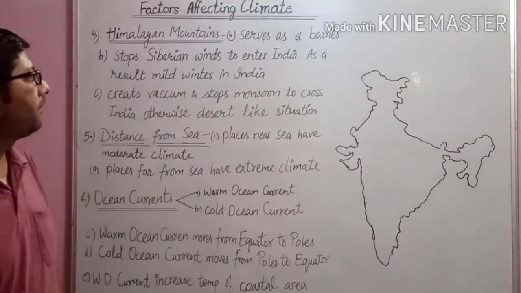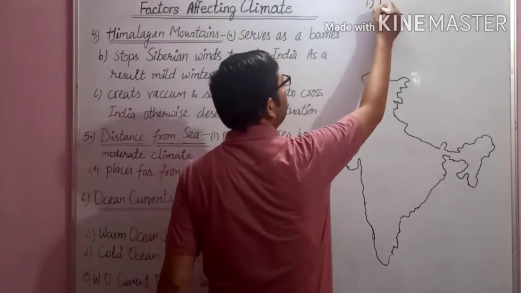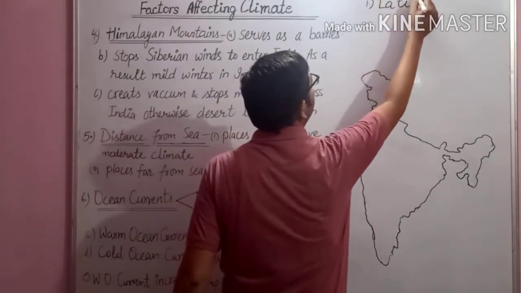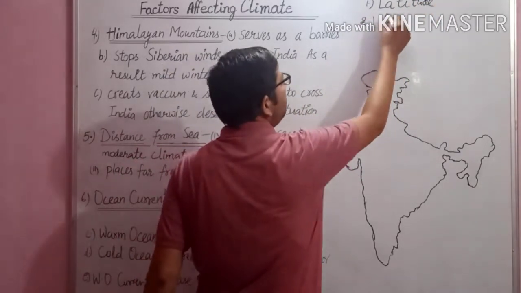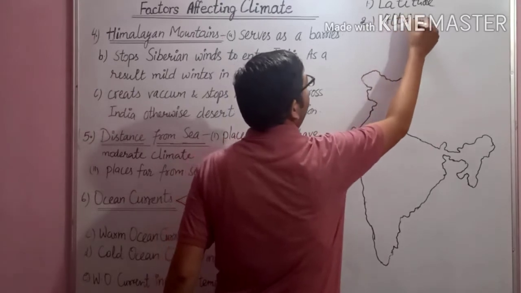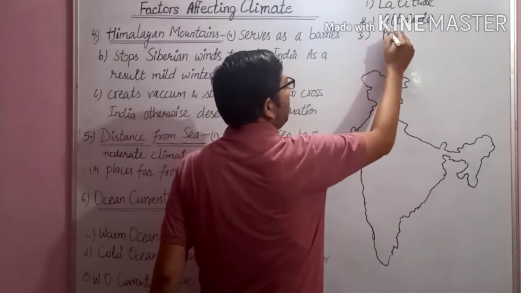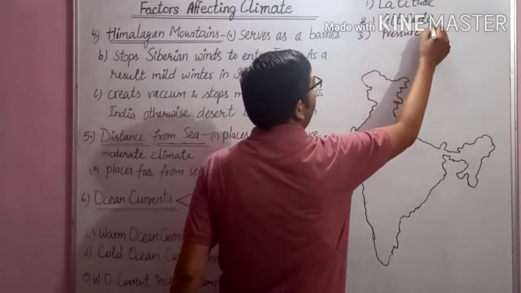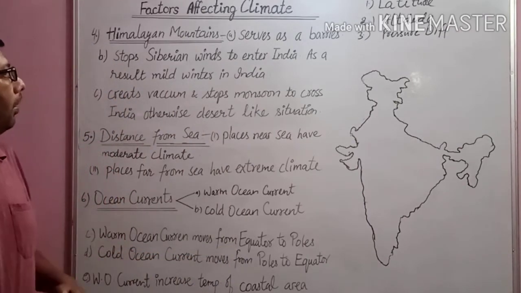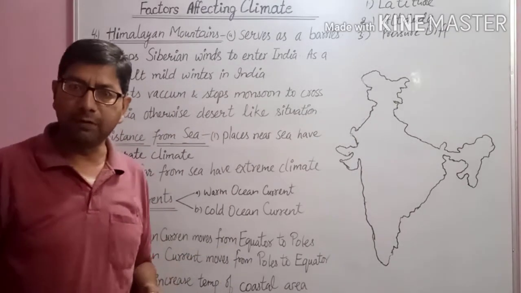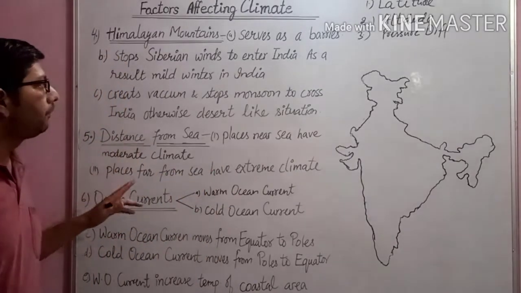So factors affecting the climate. In previous videos we had covered the first 3 factors, that is latitude, then the second one, altitude, and the third one was pressure difference. These were the 3 factors which were controlling the climate of India. We had covered them. Now we will move to factor number 4.